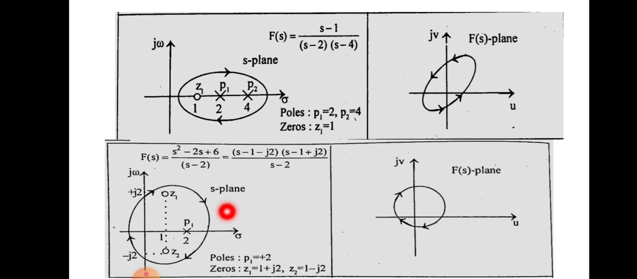So from this we can see that if the S plane closed contour encloses z zeros and p poles in the right half of the S plane, and if p is less than z, then the corresponding contour in the f of S plane will encircle the origin of the f of S plane z minus p times in the clockwise direction. See, here the number of zeros is higher. The number of zeros is 2, the number of poles is 1, that is 2 minus 1 equal to 1. So 1 encirclement will be in the f of S plane. And since the number of zeros is higher, the encirclement will be in the clockwise direction.